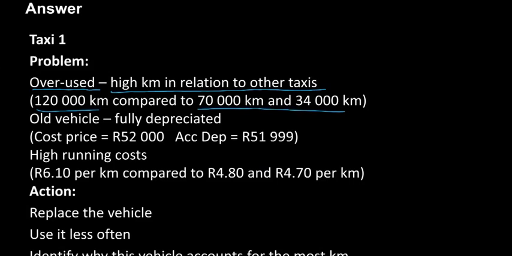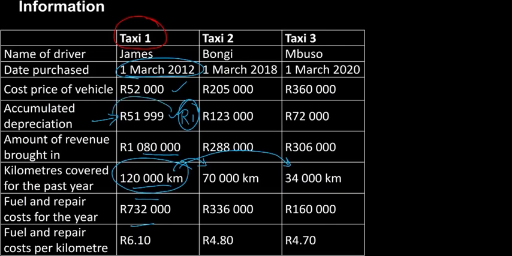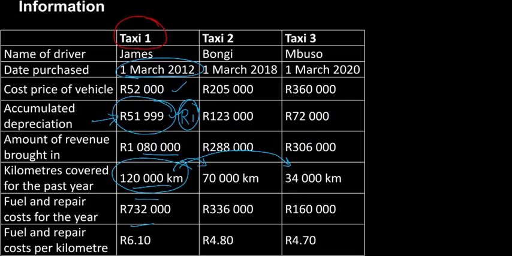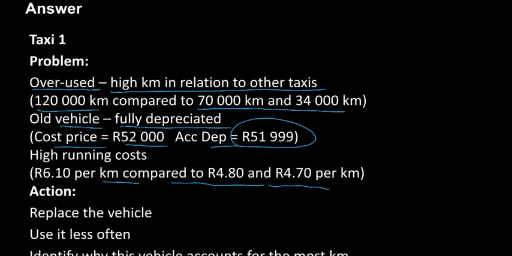Number 2, it's an old vehicle, it's fully depreciated. Again, the cost price 52,000, accumulated depreciation 51,999. We mentioned that already in our introduction. So clearly we can see that it's definitely an old vehicle. Then it has high running cost. 6.10 Rand per kilometer compared to 4.80 for taxi 2 and 4.70 for taxi 3. So obviously, the cost per kilometer is much higher than the other two taxis.